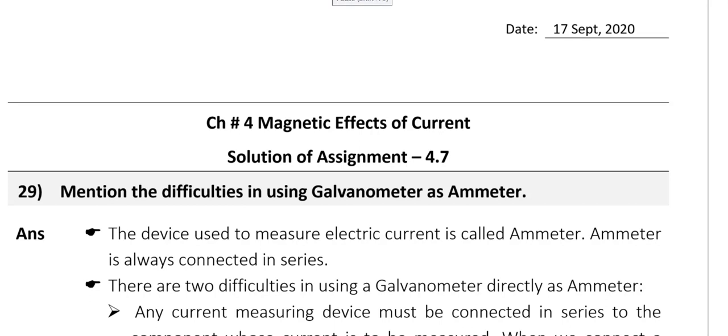Hello students. Today we'll talk about two topics. Can we convert galvanometer into ammeter? What are the difficulties in using galvanometer as ammeter and how do we overcome? So first we'll see what are the difficulties when we try to use galvanometer as current measuring device and then we'll see the remedies, how to convert. Okay, so let us start.